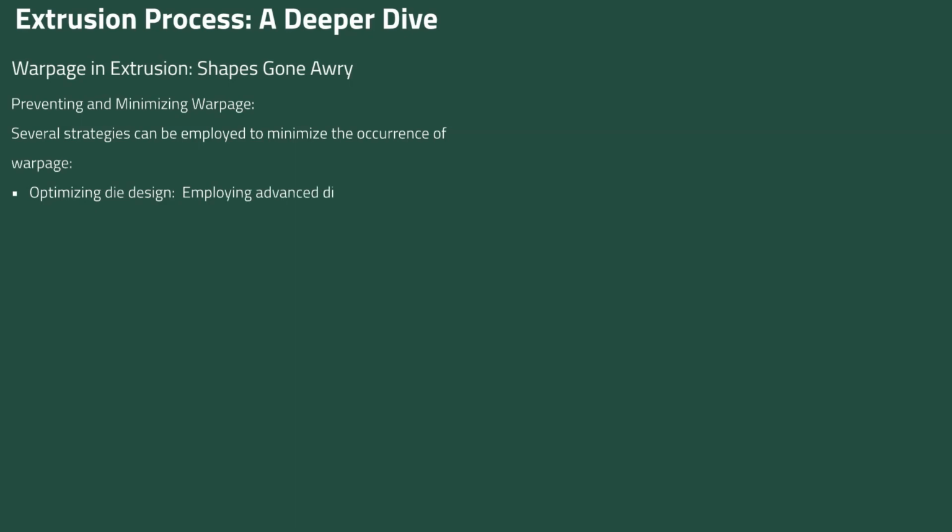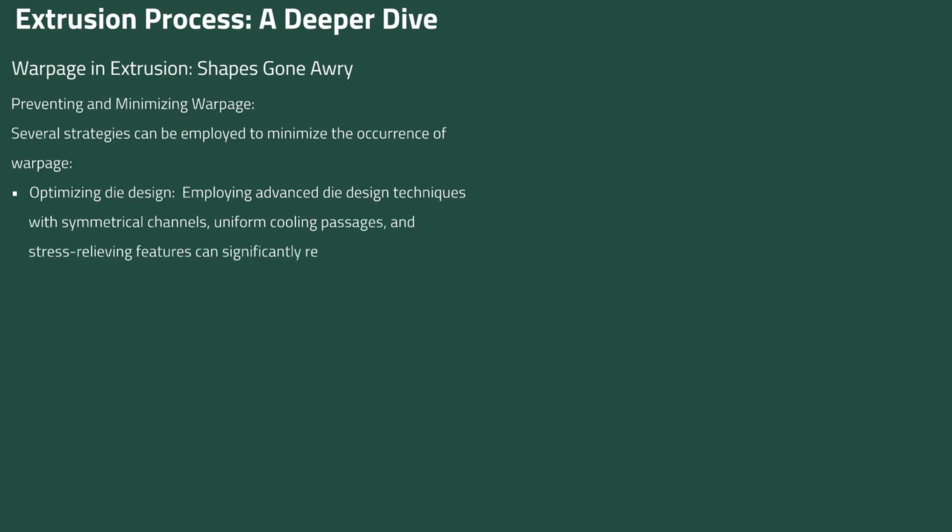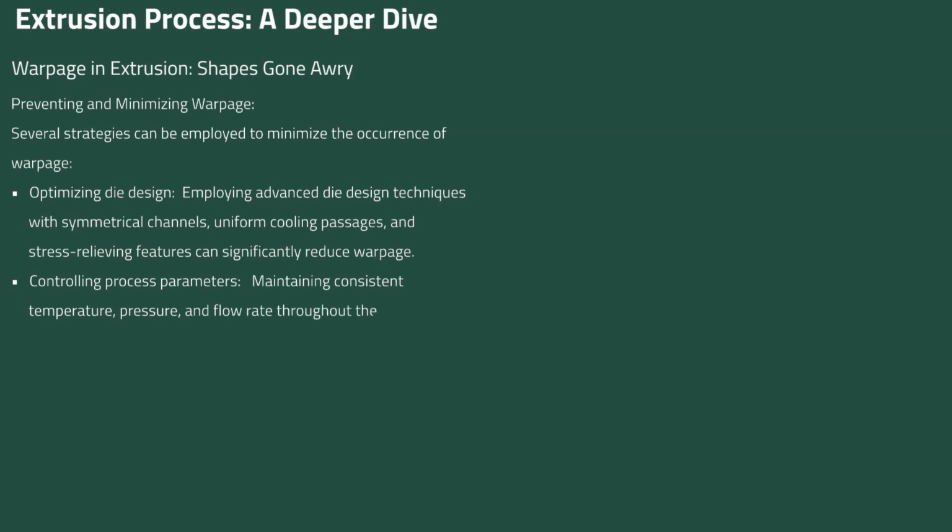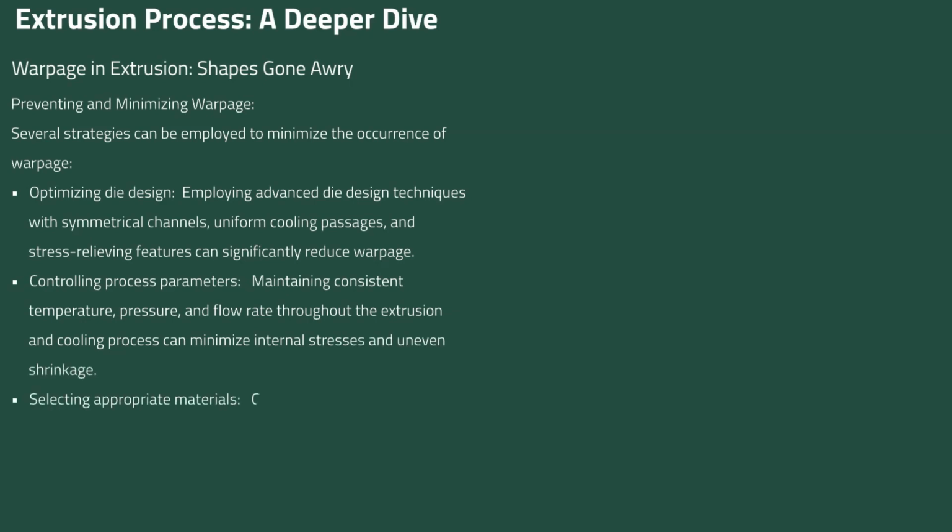Optimizing die design: employing advanced die design techniques with symmetrical channels, uniform cooling passages, and stress-relieving features can significantly reduce warpage. Controlling process parameters: maintaining consistent temperature, pressure, and flow rate throughout the extrusion and cooling process can minimize internal stresses and uneven shrinkage. Selecting appropriate materials.